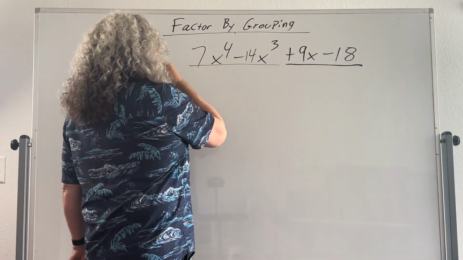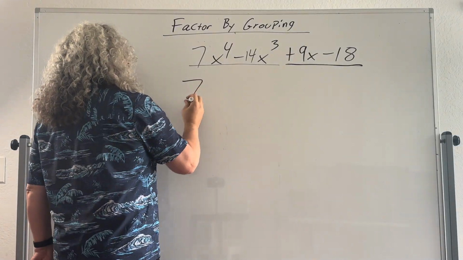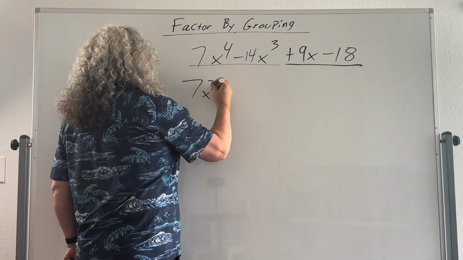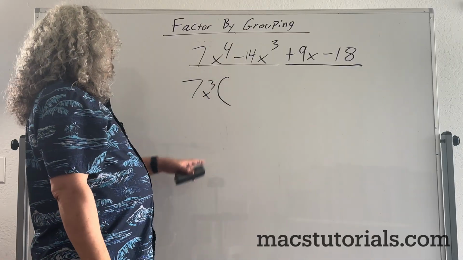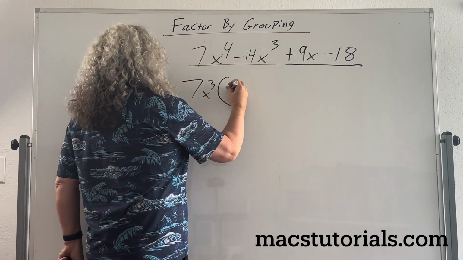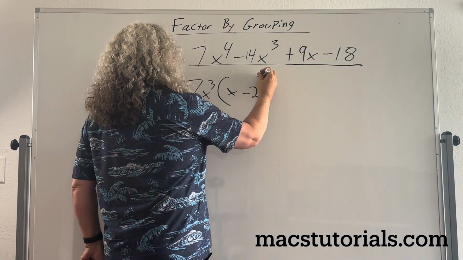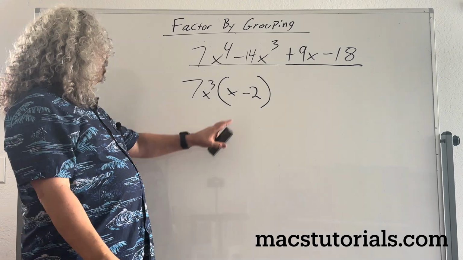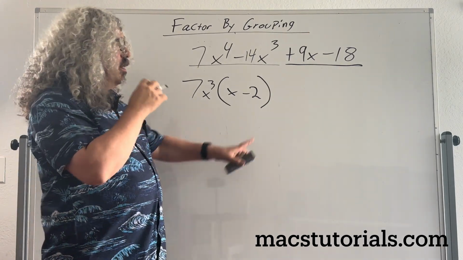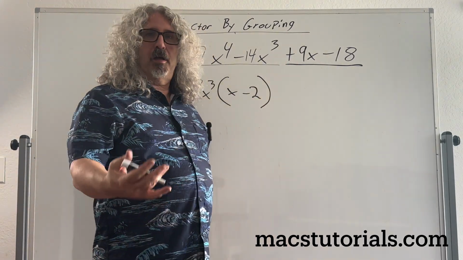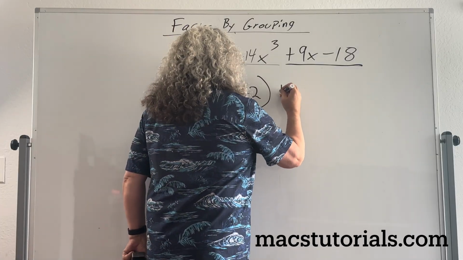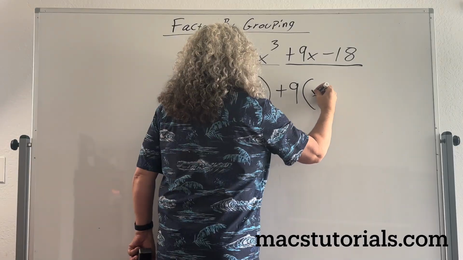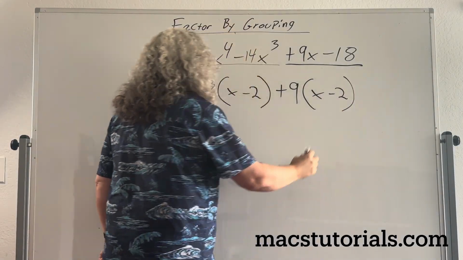Let's do this first one right here. I can pull out a 7. And I'm going to take a look at my letters, and I can pull out an x cubed. We should be getting really good at this by now. Okay, what am I left over here? An x minus 2. I'm assuming that you've worked on our what's the same, what's left over, and you feel pretty good about that. On the second side, I'm going to pull out a 9. What kind of a 9? A positive 9. So write plus 9. And what's left over? x minus 2.